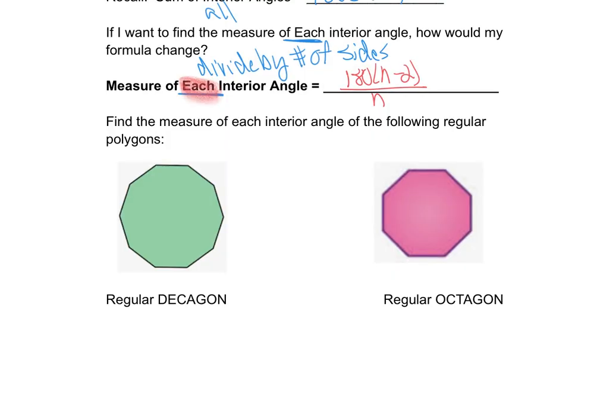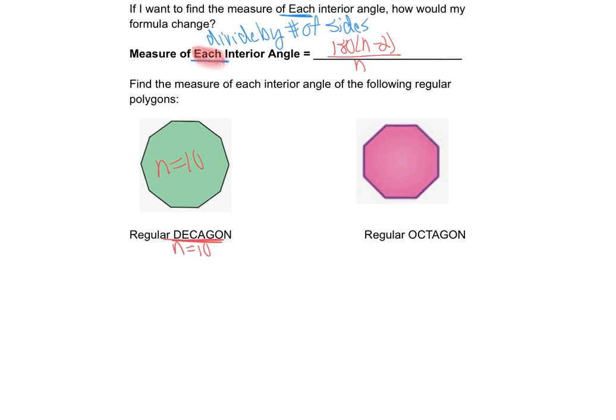Okay, so let's take a look down here. I got two really pretty polygons down here. A decagon, remember a decagon means that n equals 10. You could also count. There are 10 sides on this decagon. All decagons have 10 sides. If we want each interior angle, each means we're going to divide. So we would figure out the total. We would have 180 times 10 minus 2. That's our total. And then we're going to divide by 10 because that's the number of sides.